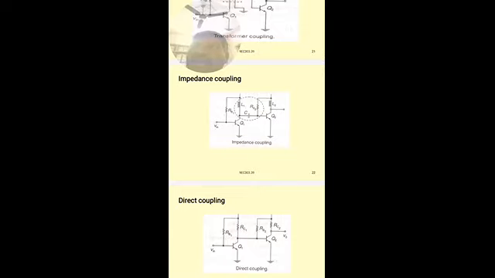Oscillators are again classified into three types: RC oscillators, LC oscillators, and crystal oscillators. The classification is based on the type of feedback circuit used, the components used in the feedback circuit.